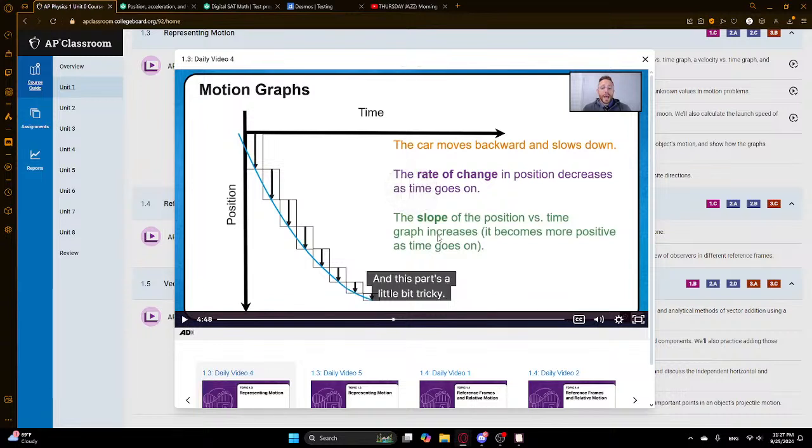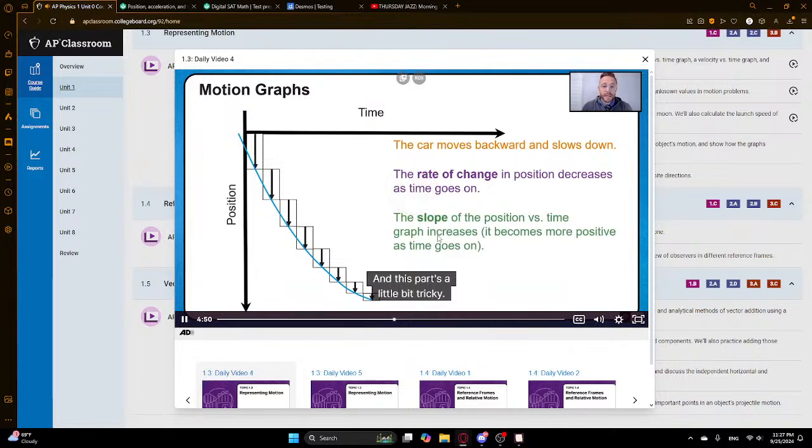The slope of the position versus time graph increases. This doesn't make sense. It's going down negatively. How's it increasing? You know what? It's negative, and since it's going down, it's becoming positive because it's approaching 0.